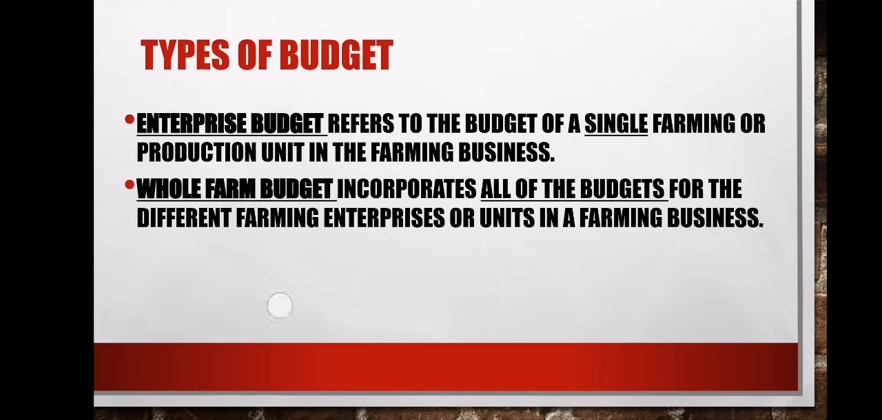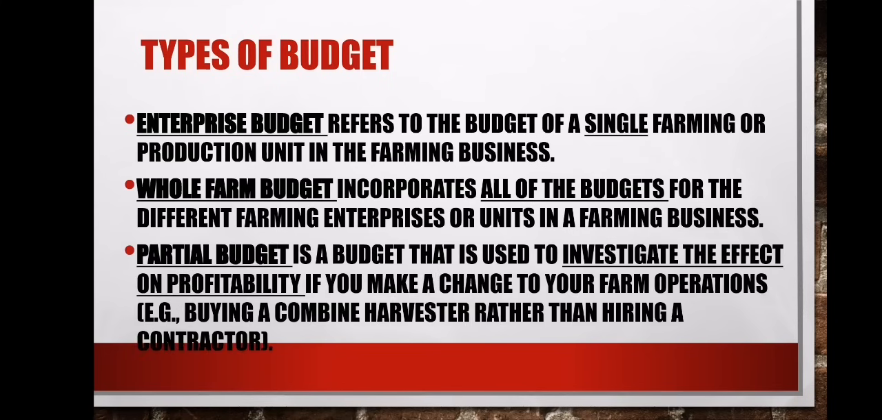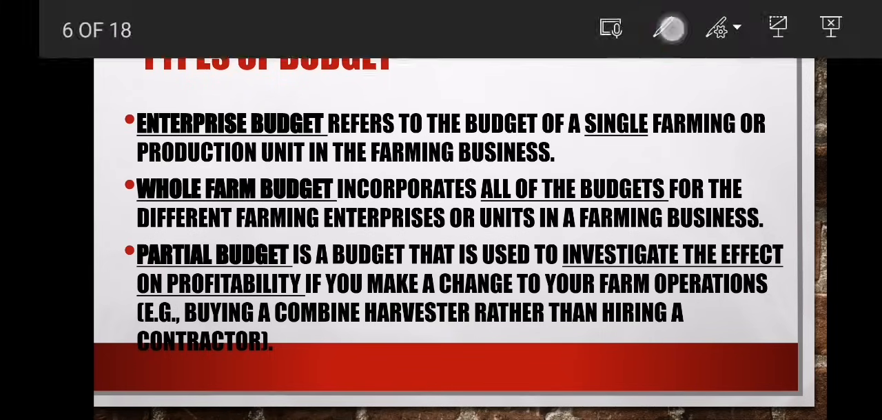Then we have this third one, good people. Partial budget. A partial budget, good people, we say this is a budget that is used to investigate the effect on profitability. It investigates the effect on profitability if you make a change to your farm operations. It assists the farmer to check whether he will make a profit or not if he decides to change the farming or the farm operations.